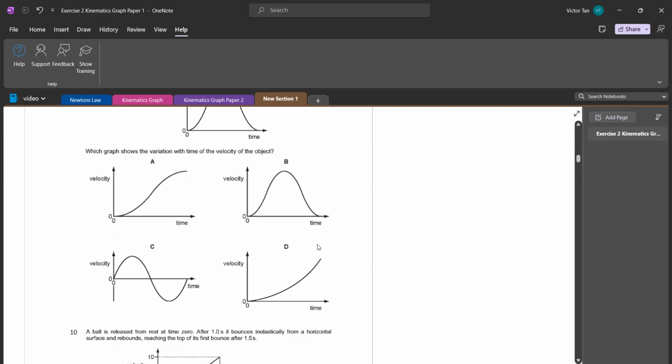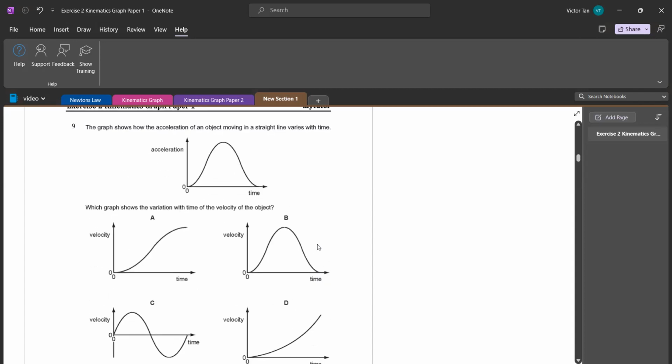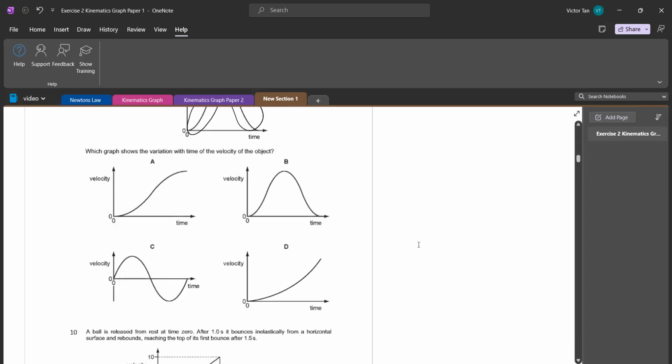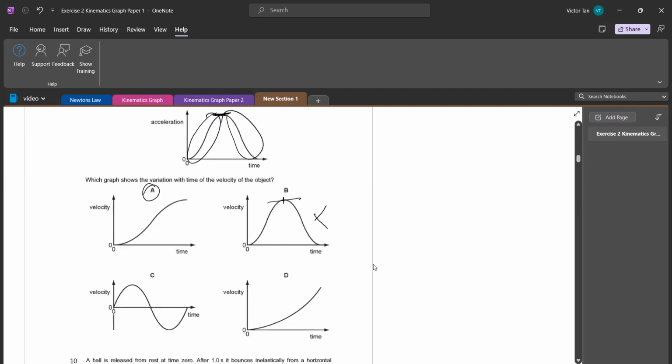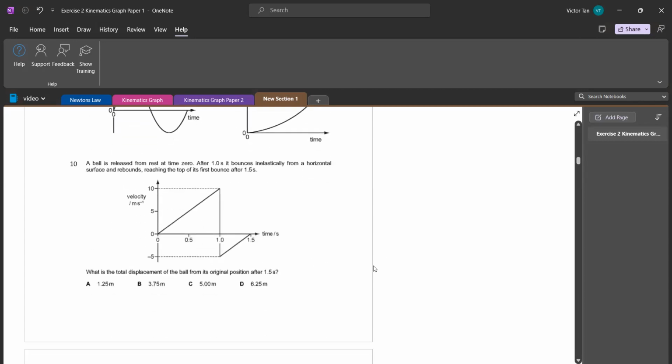A, B, and D are possible. But you can see that the acceleration is increasing here and decreasing here. So the gradient must be increasing, then decreasing, with a maximum gradient here. The gradient at the middle is 0. So this is out. This is an increasing gradient. So the answer is A.